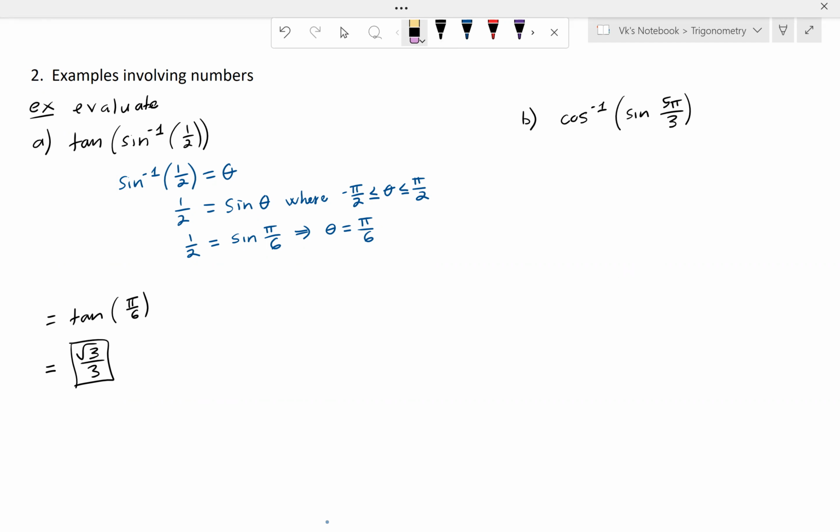B, arc cosine of sine of 5 pi over 3. Sine of 5 pi over 3 is negative root 3 over 2 because 5 pi over 3 is in quadrant 4 and sine of an angle in quadrant 4 is negative.